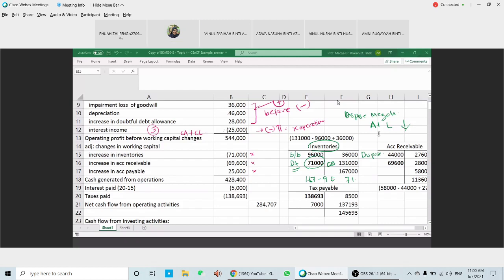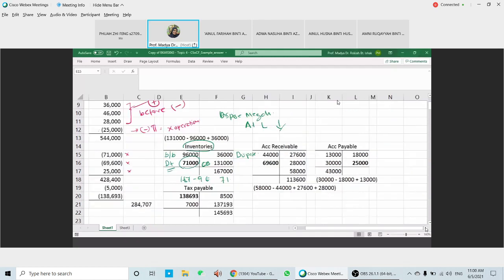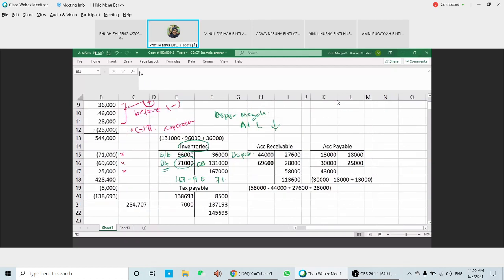Account receivables, is it okay with the account receivables? Okay, let's look at the account receivables here. The account receivable that we have here is your asset. So account receivable is your asset.